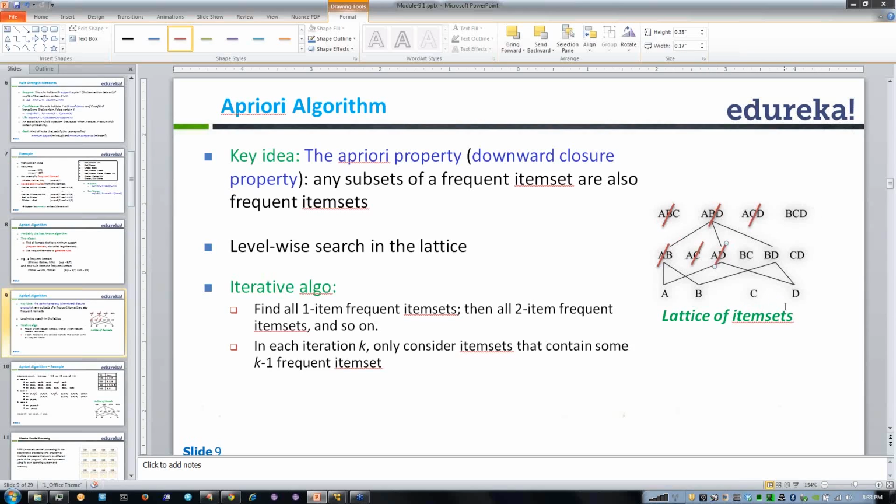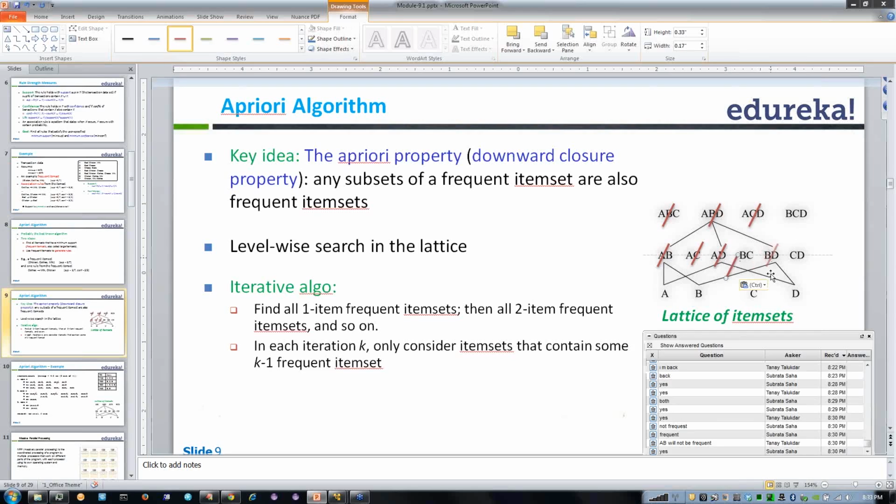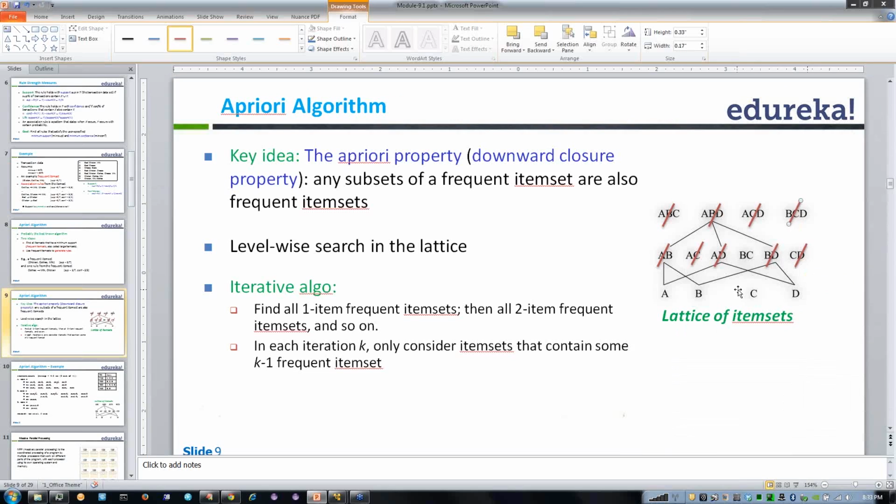Now if you know that, let's say, D is also not frequent, then you can cut down even further. This is not frequent, this is not frequent, this is not frequent. So you just have BC to evaluate. Okay? So you see how quickly we are able to remove some of the things from the search space.